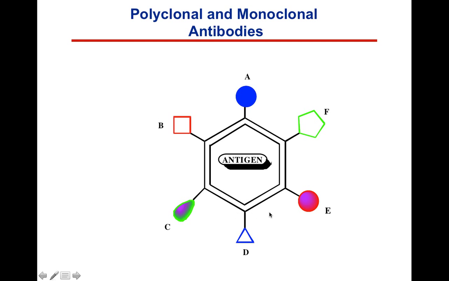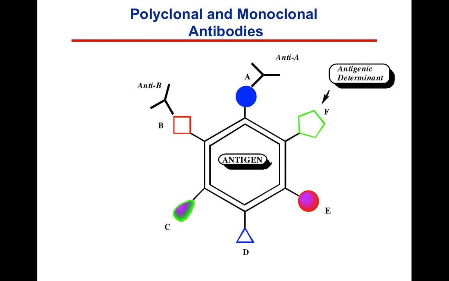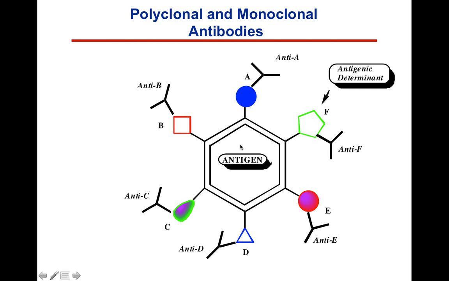Okay, so the antigen is the whole thing, and each one of these things is an antigenic determinant. So if I were to have an antibody to the antigen, I'd have one that would bind to A, have one that could bind to antigenic determinant B, one that could bind to C, one that could bind to D, one that could bind to E, and one that could bind to F. And so all these antibodies bind to the antigen, but they bind to different antigen determinants on that antigen.